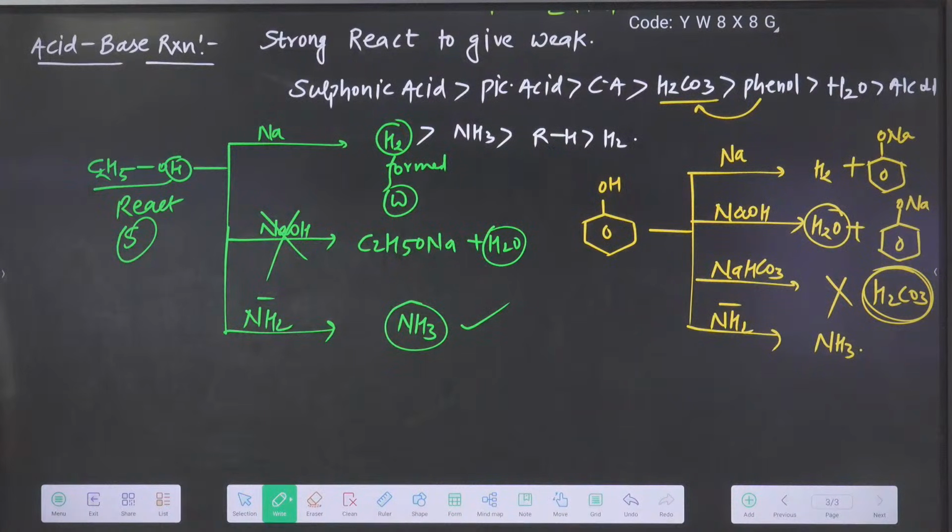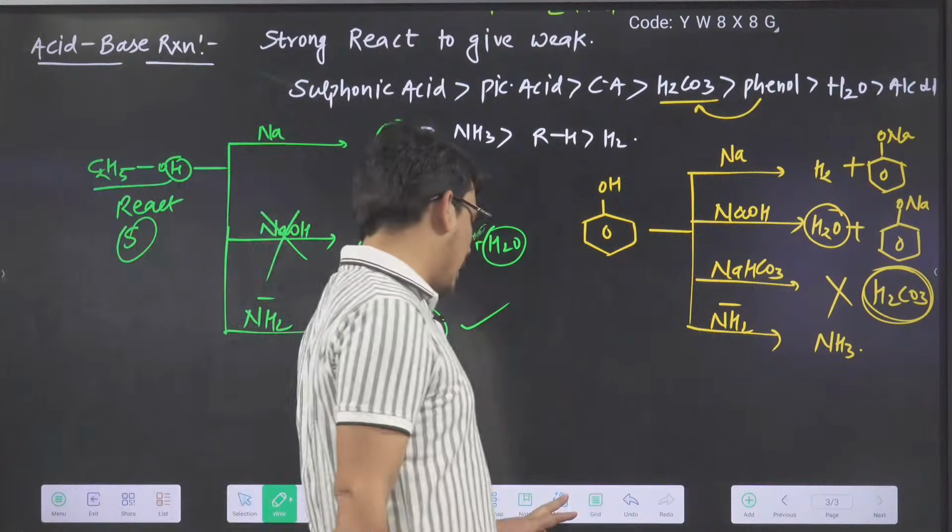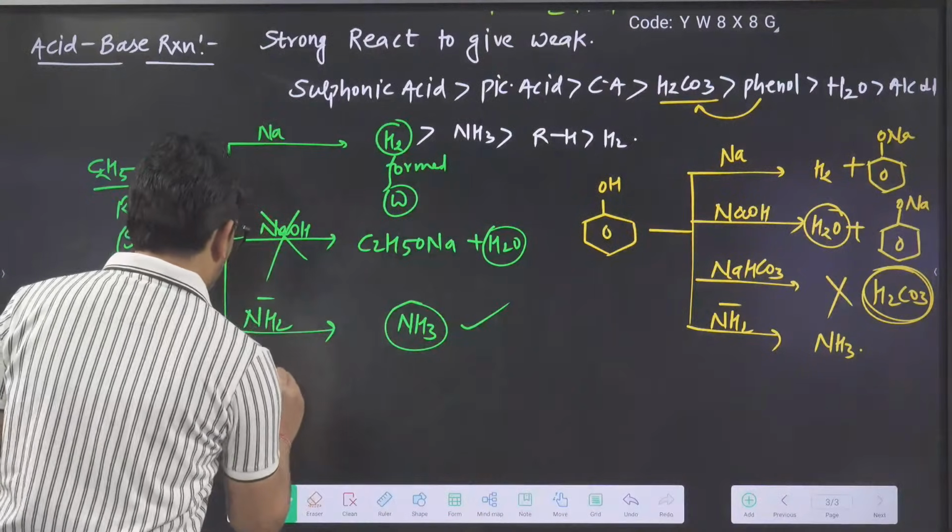Acid-base reaction. And in acid-base reaction, what we need to check is that the reacting acid should be stronger than which acid? Weak acid. And check in all of the cases which type of bond in alcohol is breaking. OH bond. Which bond in alcohol breaks here? OH bond.